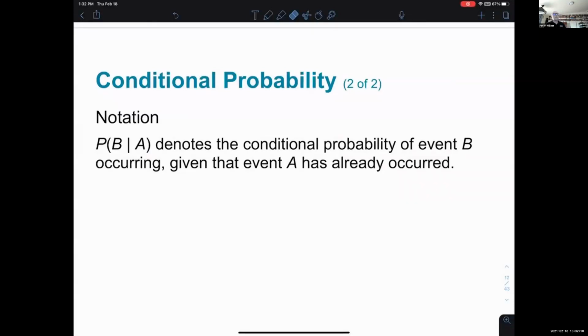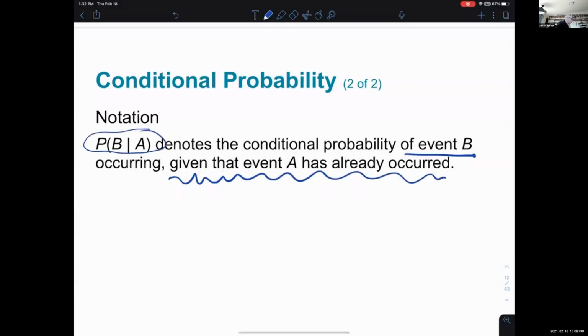So this is read as the probability of B given A. So let me write that. Well, I guess it's right here. Is the probability of event B, I've got to get a pen here, given that event A has already occurred. And so when you read this, this is read as the probability that B happens given that A has happened.